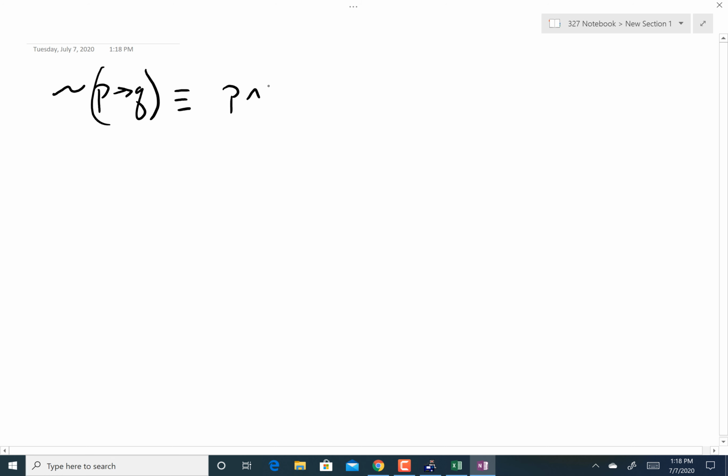So we're going to do some more logical equivalencies here. So if you say the negation of if P then Q is logically equivalent to P and not Q. Okay? Right? Could you show that's true? Yeah, sure you could. You totally could.